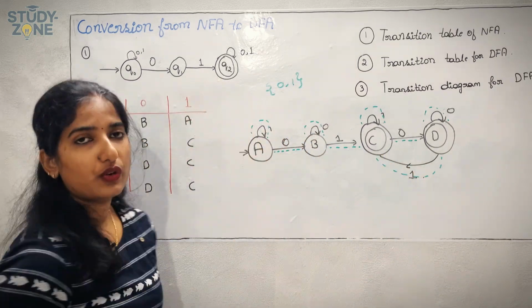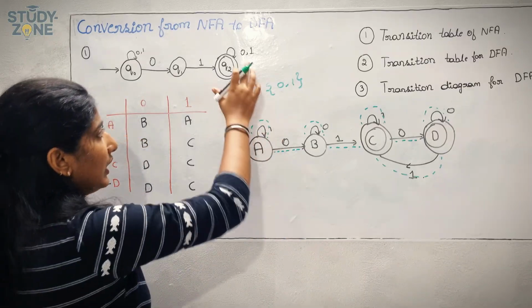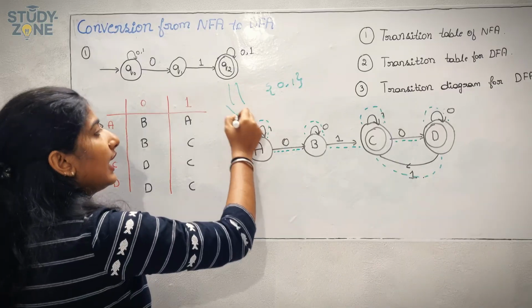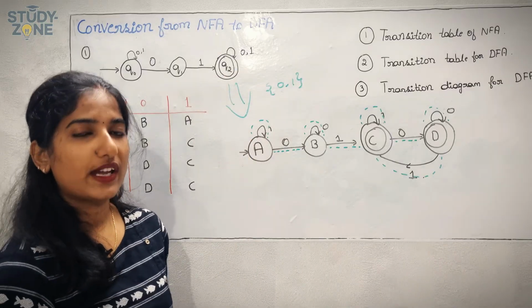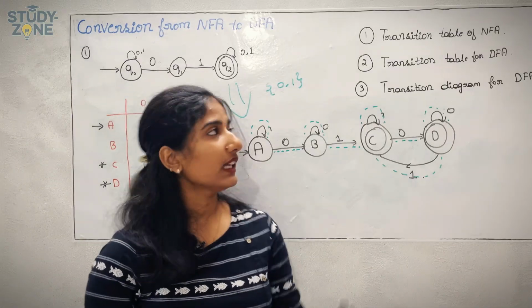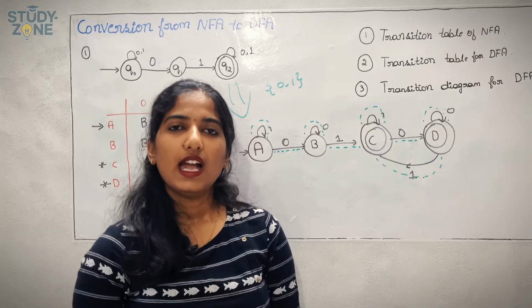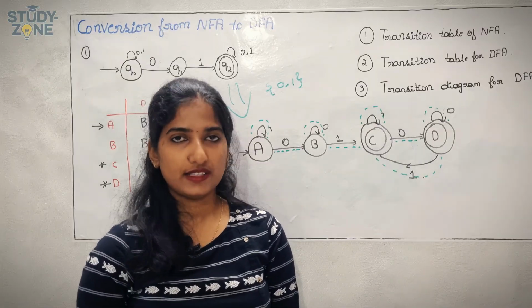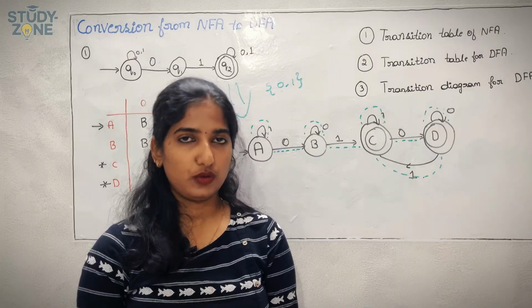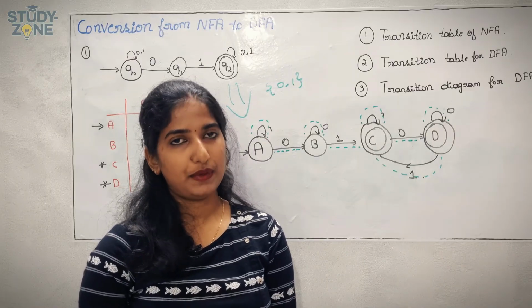So this is also called NFA to DFA equivalence, which means we are converting the NFA to DFA. There are only 3 steps to convert this NFA to DFA. I hope this video helped you to understand the conversion of NFA to DFA. So in the next video, let's discuss some other examples.